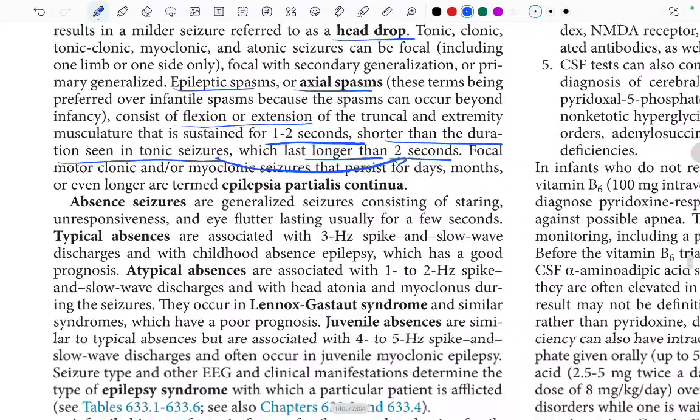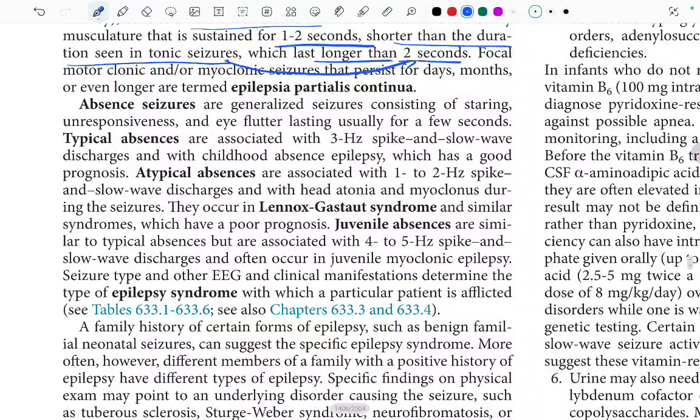Now coming to absence seizures, which are generalized seizures consisting of staring, unresponsiveness and eye flutter. There is vacant staring, unresponsiveness and eye flutter which lasts for a few seconds. Typical absences are associated with 3 Hz spike and slow wave discharges and childhood absence epilepsy, which has a good prognosis. This is the typical type of absence seizure.